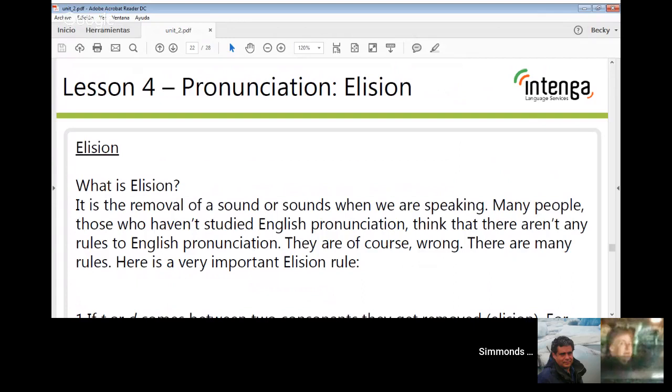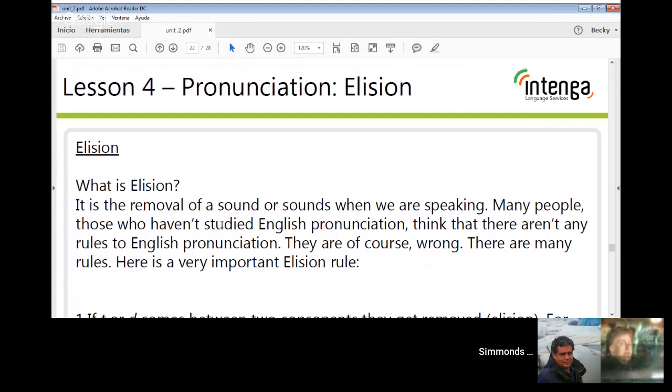Okay. Elision. What is elision? It is the removal of a sound or sounds when we are speaking. Many people, those who haven't studied English pronunciation, think that there aren't any rules to English pronunciation. They are, of course, wrong. There are many rules. Here is a very important elision rule.